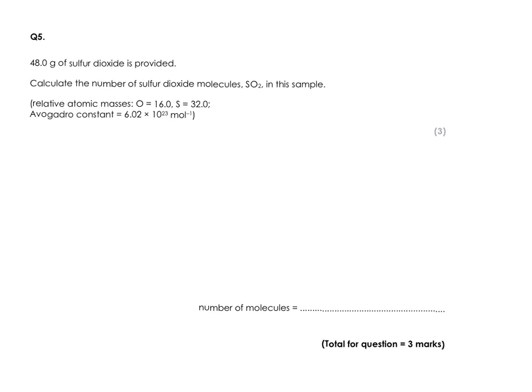Last one. 48 grams of sulfur dioxide is provided. Calculate the number of sulfur dioxide molecules, SO2, in this sample. So this requires a little bit more thinking about because we've got to work out moles first. So to work out the number of moles, we've got to use this triangle, which we've been given a mass, remember. So we've got mass equals moles times MR.